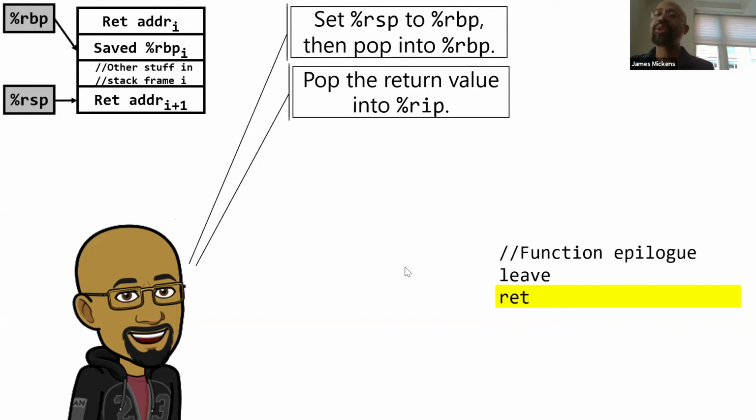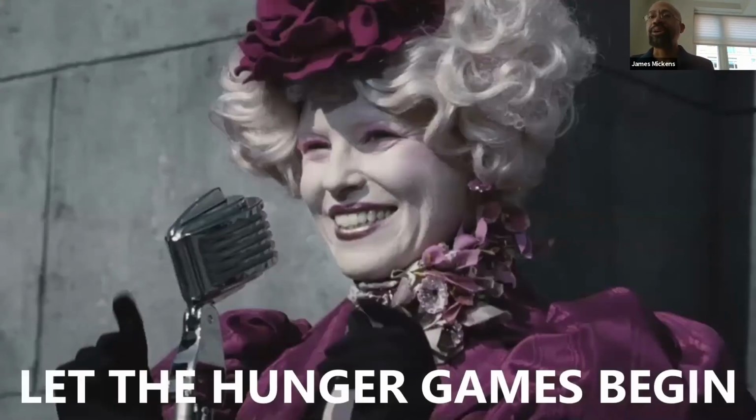Okay, so that is an overview of virtual address spaces, how the stack works, how calling conventions work, and how we have the function epilogue and the preamble. Now let the Hunger Games begin. So we had to go through all of that setup so that we can understand how attackers can corrupt the activity of invoking code and then returning to the appropriate location.